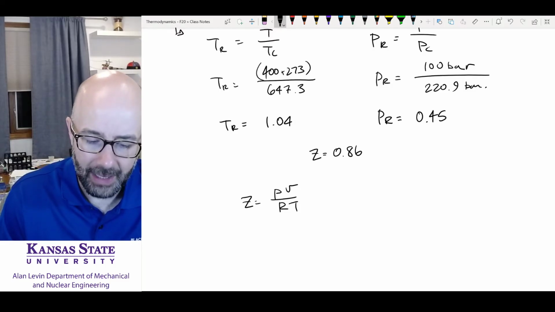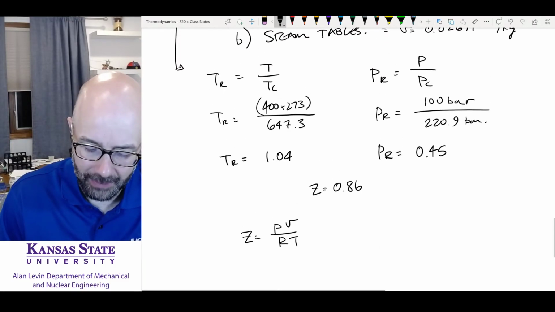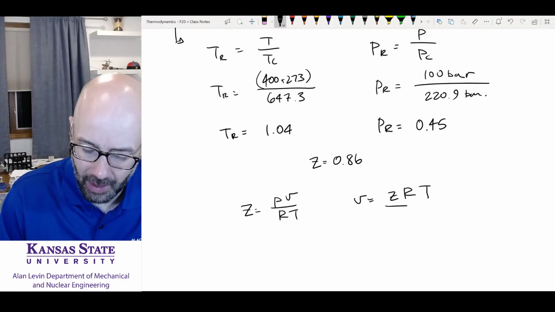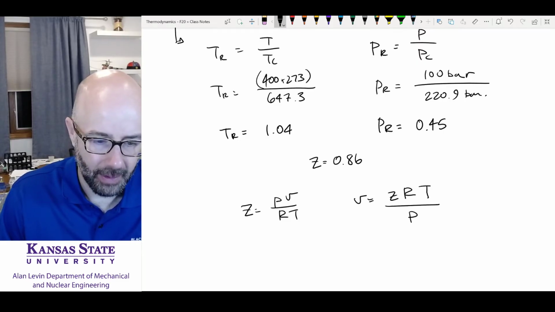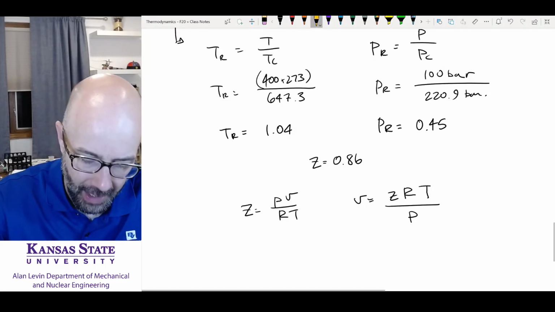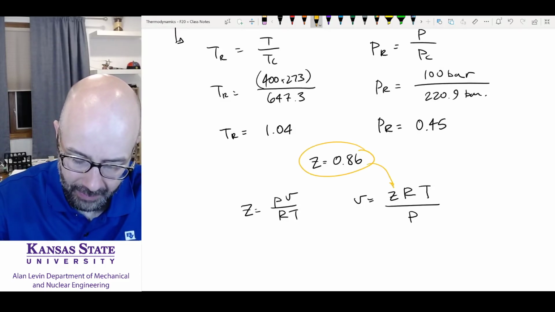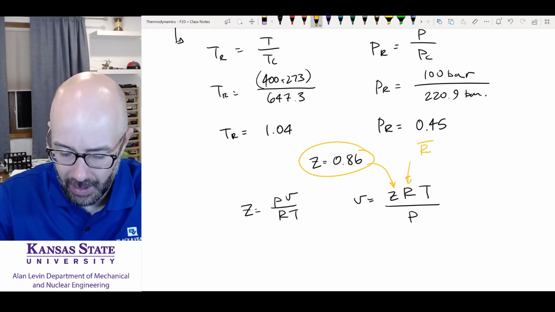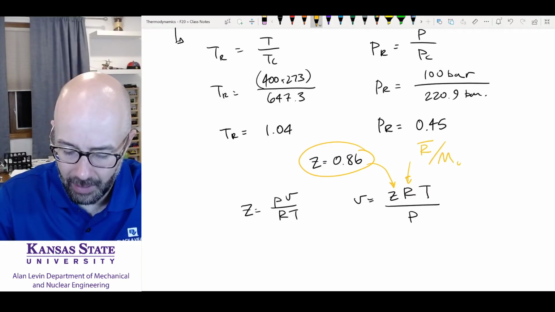Okay, and I want to find out, what am I trying to find out? What is my specific volume? So I know that my specific volume is going to be Z times R times temperature all over my pressure. Okay, so what do I have to do here? For my Z value, I'm going to use 0.86. For my R value, I'm going to use R bar divided by the molecular weight of H2O.